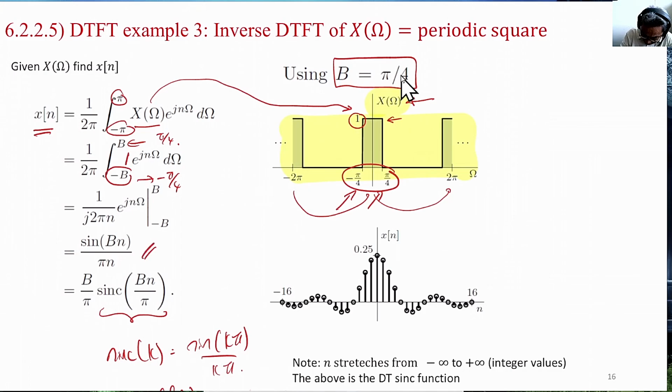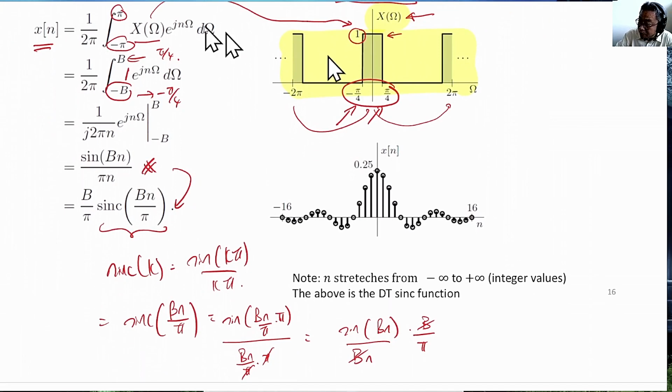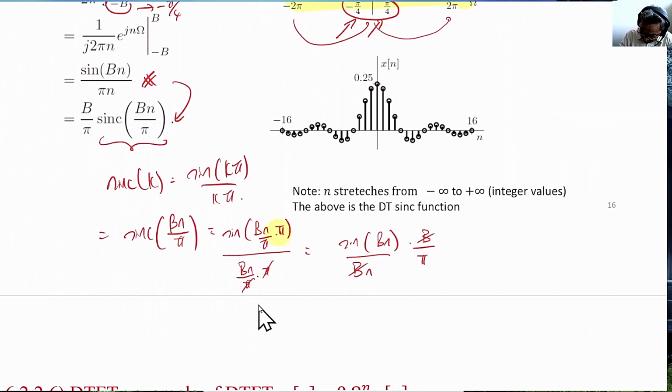Now we get this sine function, and then later on you convert it into the sinc function. Now there's no mistake, the sinc of k is defined as sine of kπ divided by kπ. So the sinc introduces a π inside. So what about sinc of bn/π? It is sine of (bn/π)·π, so the new π is introduced, and then we divide by (bn/π)·π. So π is cancelled. So this is the sinc function.